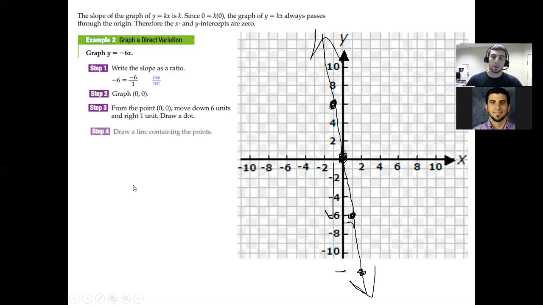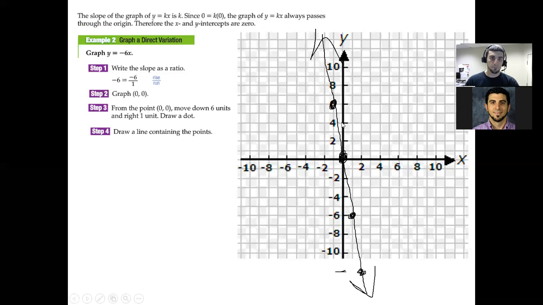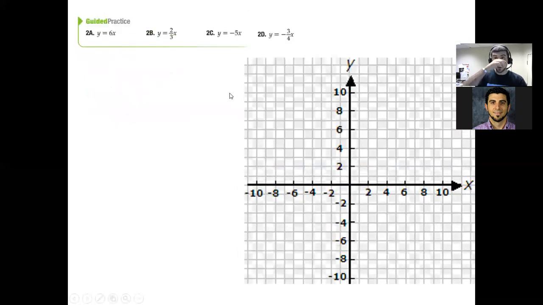All right. And the line just connects through the points. Now these arrows down here were just directional arrows I was drawing just to show you that I was going down 6 and forward 1. I'm going to erase those because those really aren't part of the graph. Okay, the graph is just the straight line that goes through the points that we graphed. Okay, all right, so here's a couple for you to try. Go ahead and pause the video and hit play when you're ready to check your answers.